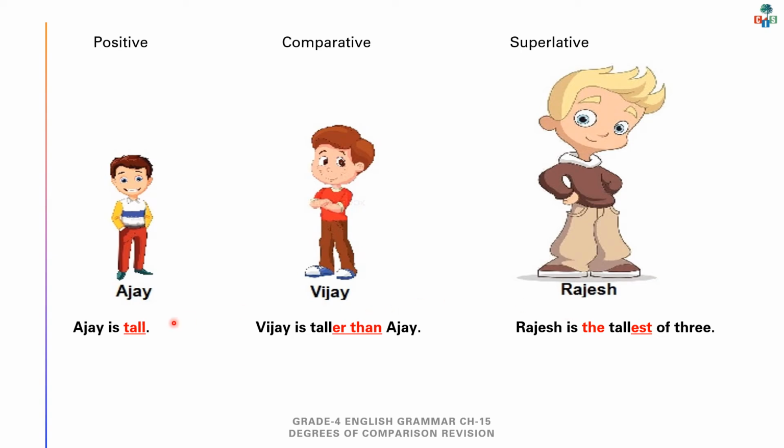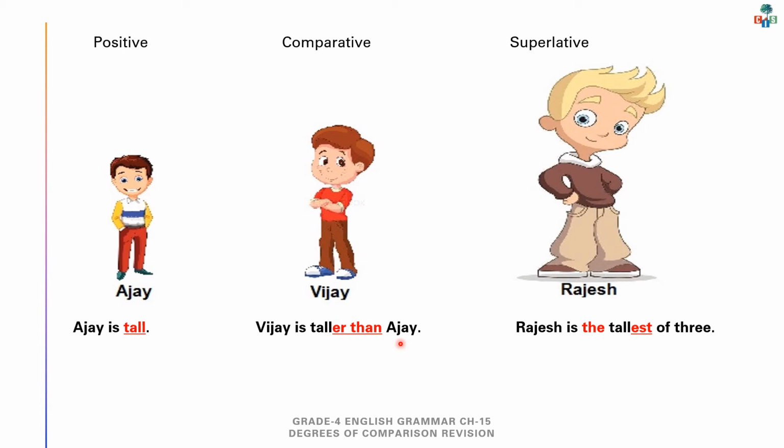See this example. Ajay is tall. The adjective tall is in positive degree. Here, we are just saying that Ajay is tall. We are speaking about his quality of being tall. Here, we are not making any comparison. See this example. Vijay is taller than Ajay. Now here we are comparing two boys.